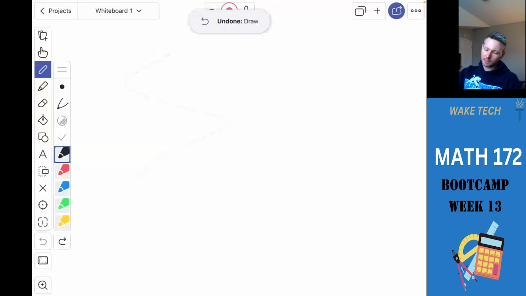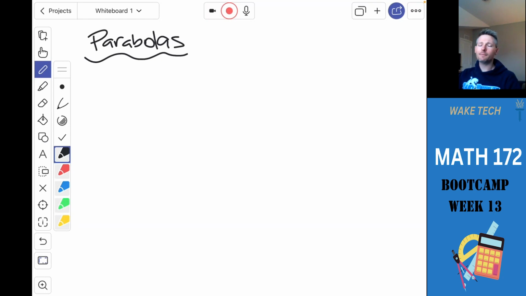Conic section is the parabola. You looked at parabolas a lot back in 171. You had an entire section of the course for quadratic functions. And so we'll start with just a review of quadratic functions from a 171 perspective.